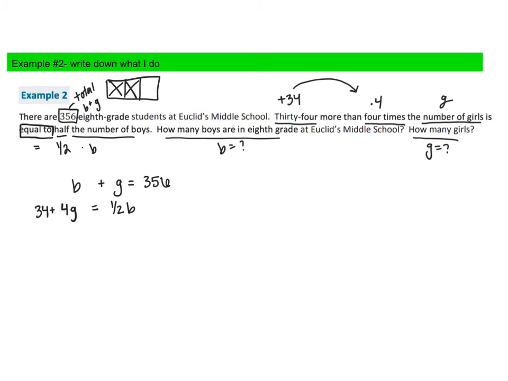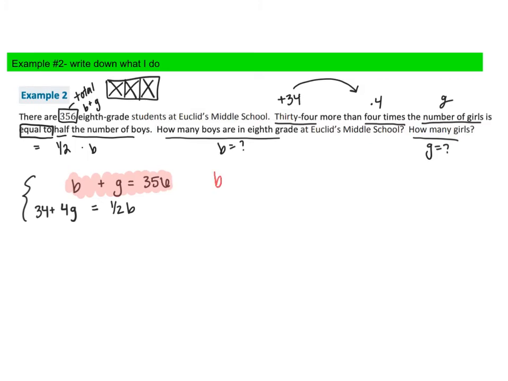How many boys are in 8th grade at Elucids Middle School? How many girls? Read for my third time. And now I'm going to get started solving this system of equations. Okay? And I'm going to use substitution to do it. So what I'm going to do is rewrite this equation right here at the top so that it says b equals something or g equals something. So I want that b to be by itself.